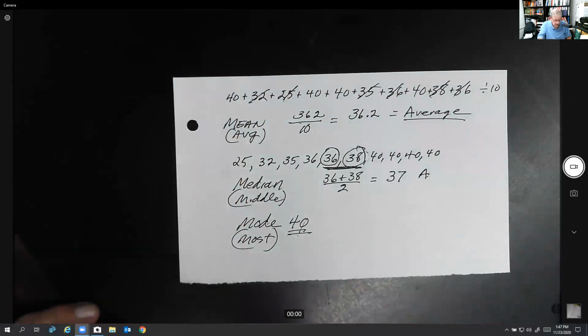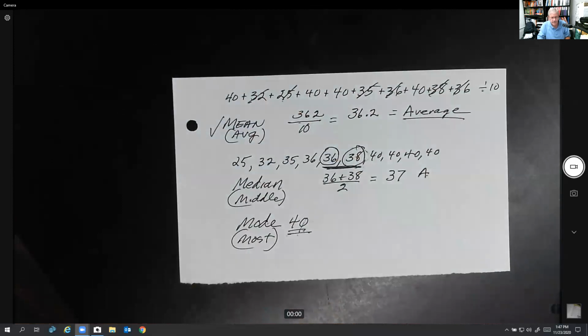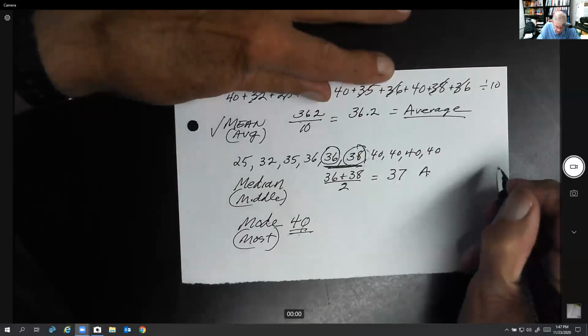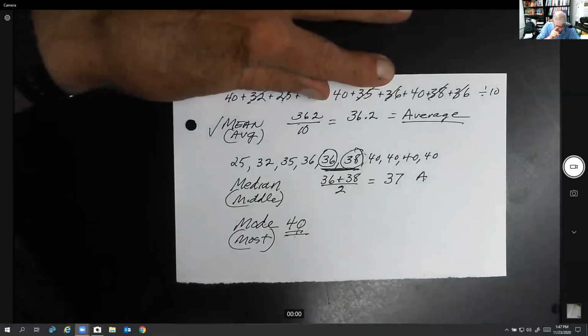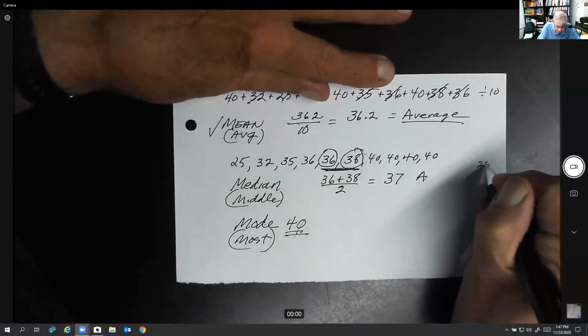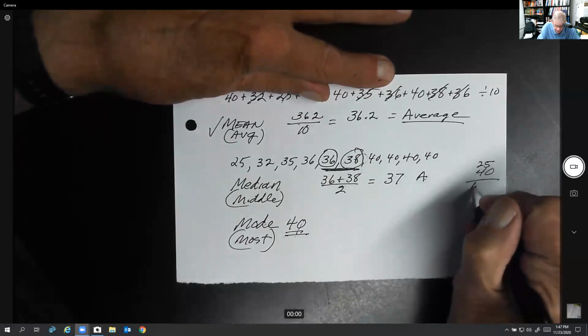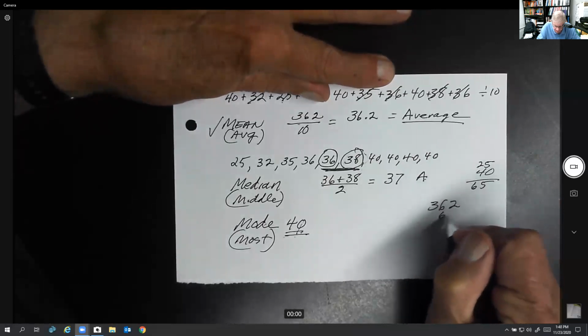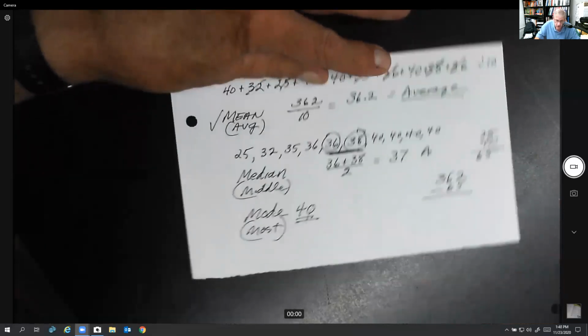Okay, but usually we calculate your grades by the mean score. So what if we took this mean and we threw away the highest score and the lowest score? The lowest score was 25 and the highest was 40. What if we took those 2 away, 25 and 40? Then you'd have 65. So 362. And sometimes with data, that's what they do. They take away the highest score and the lowest score.